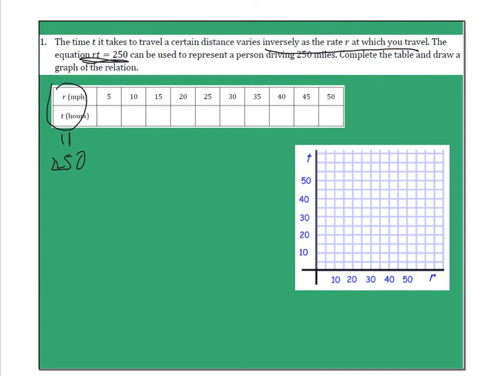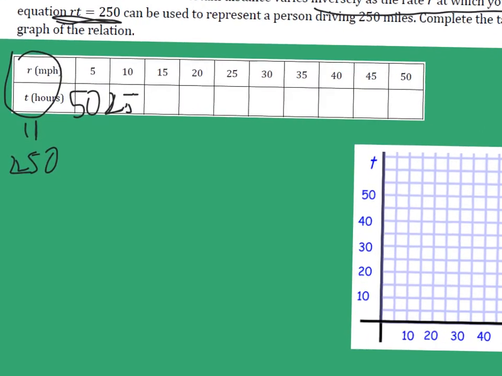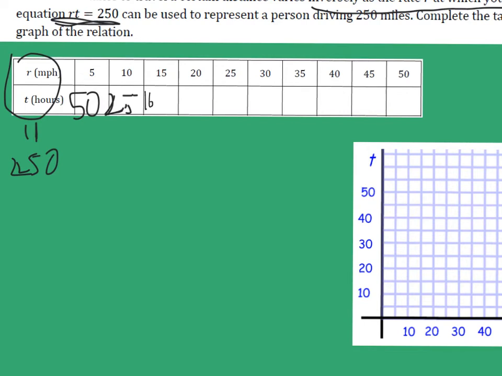So 250 divided by 5 is going to be 50. 250 divided by 10 is going to be 25. 250 divided by 15 is going to be 16 and 2/3, or 16.66 repeating. 250 divided by 20 is going to be 12.5. 250 divided by 25 is going to be 10. 250 divided by 30 is going to be 8.33. 250 divided by 35 is going to be 7.14.